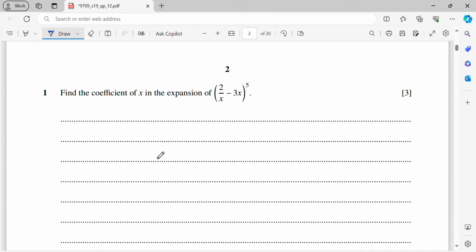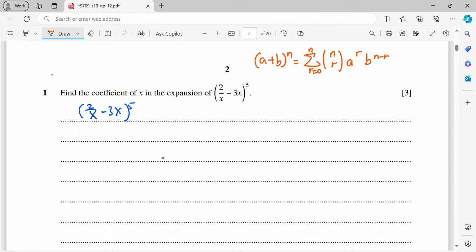For question number 1, find the coefficient of x in the expansion of (2/x - 3x) to the power of 5. First of all, I will rewrite the question. Now, for your information, the binomial expansion formula is the summation for r from 0 to n, nCr, a to the power of r, b to the power of n minus r, for (a + b) to the power of n.